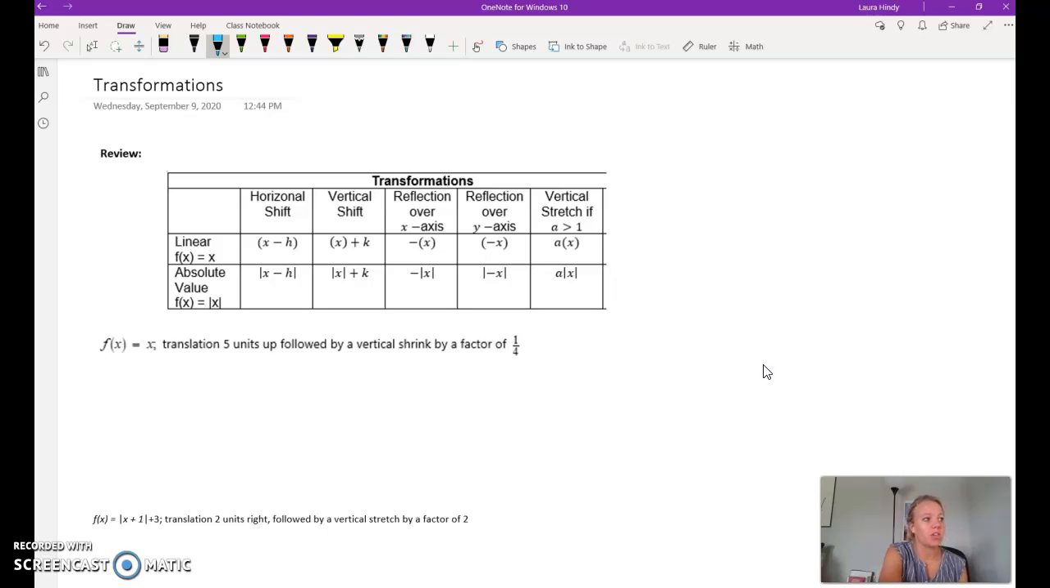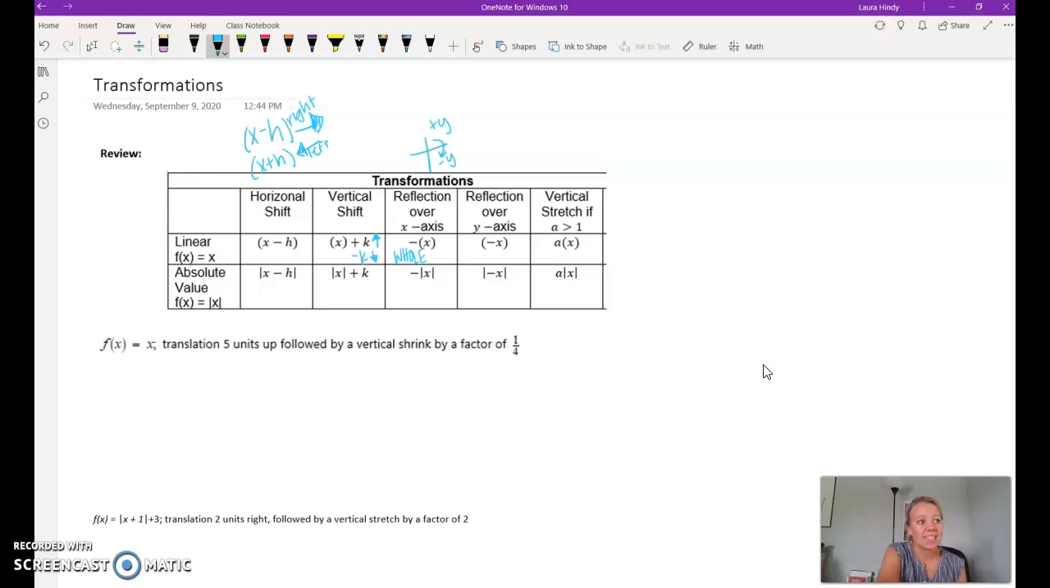Remember, with horizontal shifts, if I have an x minus h, that means I'm moving to the right. And if I have an x plus h, that means I'm moving to the left. With vertical shifts, plus k means I'm going up. If it was a minus k, it means I'm going down. And with reflections over the x-axis, remember that means my y is changing. So I want you to think whole equation here.